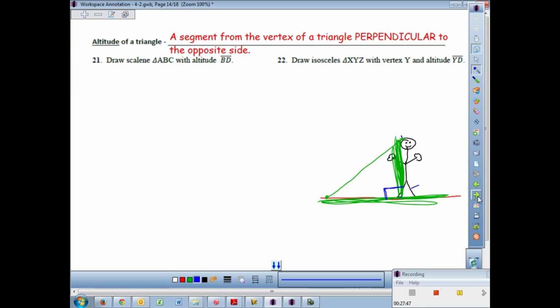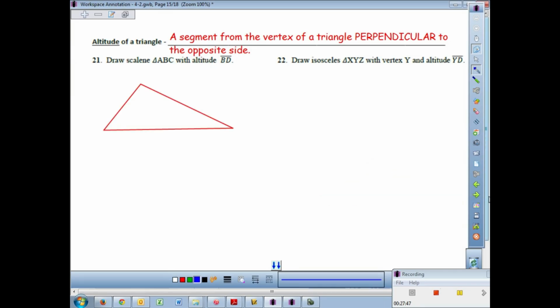Draw scalene triangle ABC with altitude segment BD. Hey, scalene triangle ABC, I just drew you. A, B, C, scalene. It's so different on every side. I need altitude, segment BD. Which vertex does it have to go from? From B, right here. And where's it got to go? To the other side.